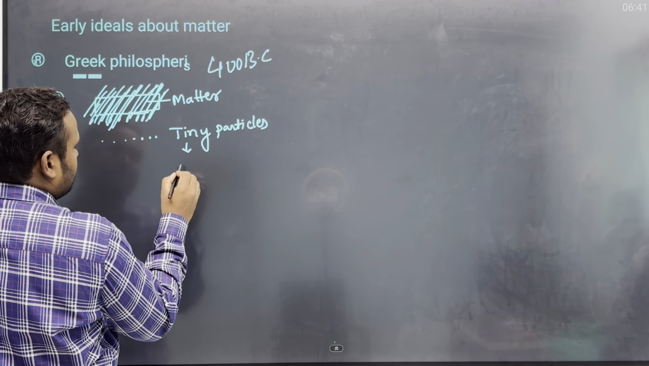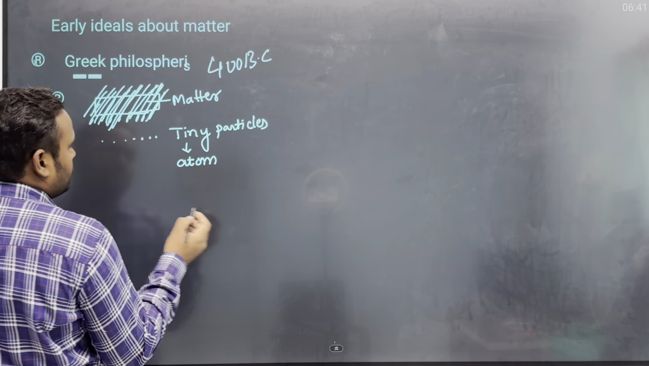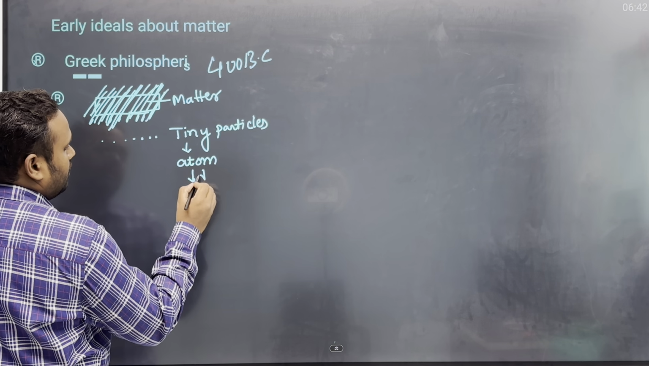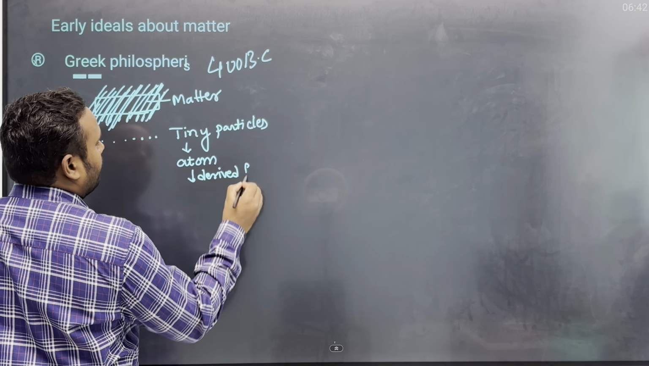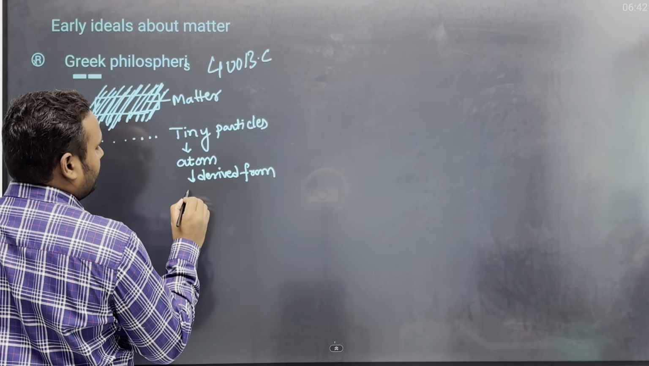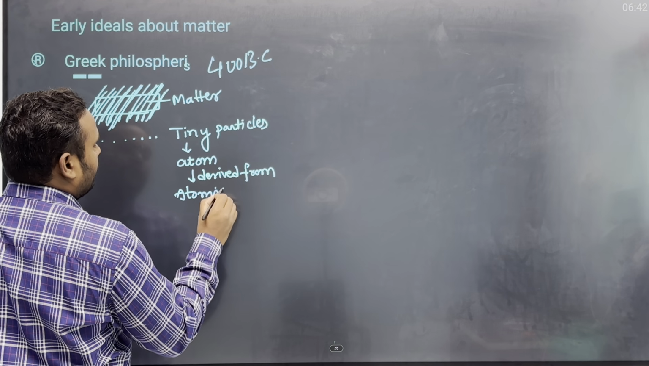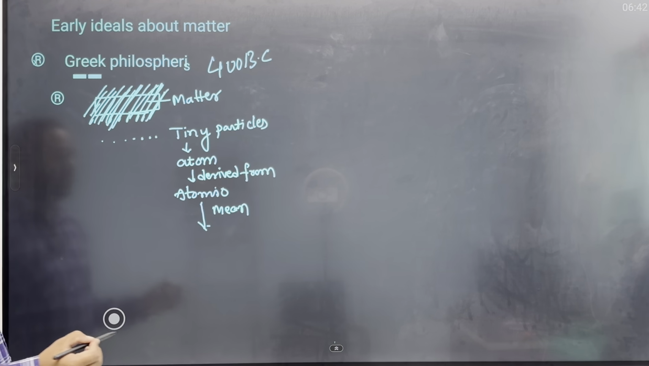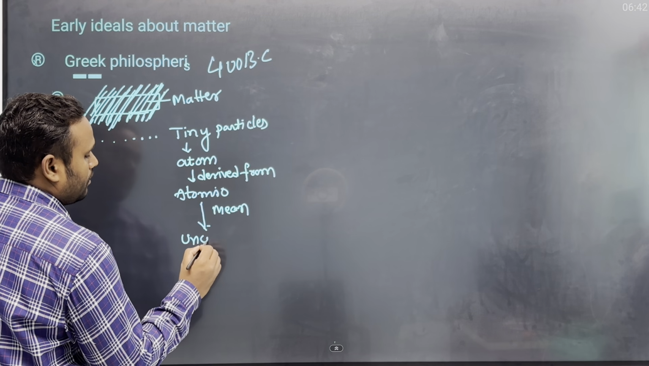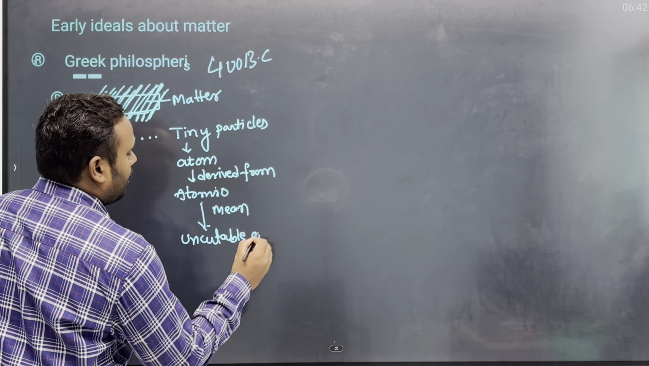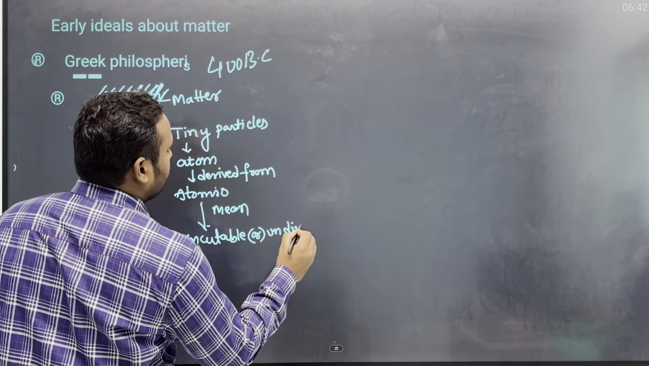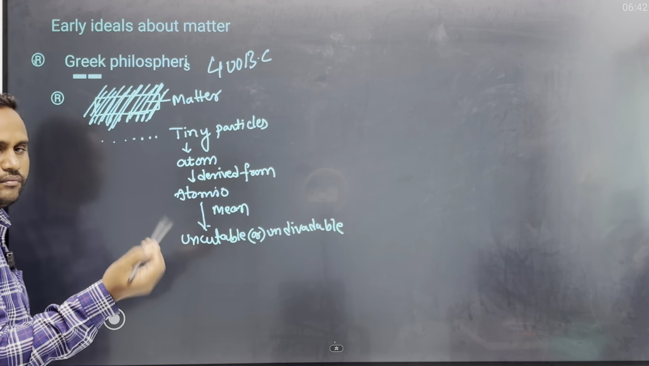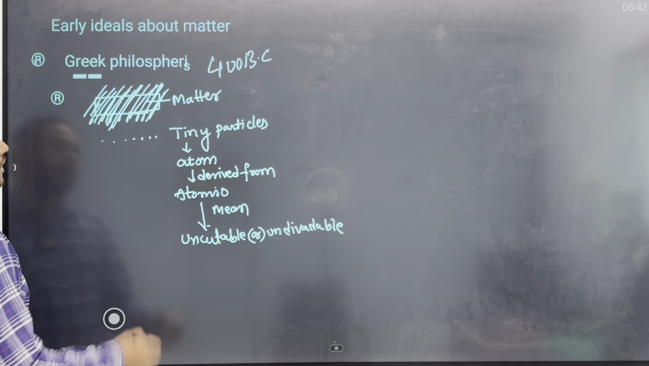For these tiny particles they gave one name, atom. The word atom is derived from atomio. What is the meaning of atomio? That is uncuttable or undividable, which means we cannot divide these tiny particles according to the Greek philosophers.